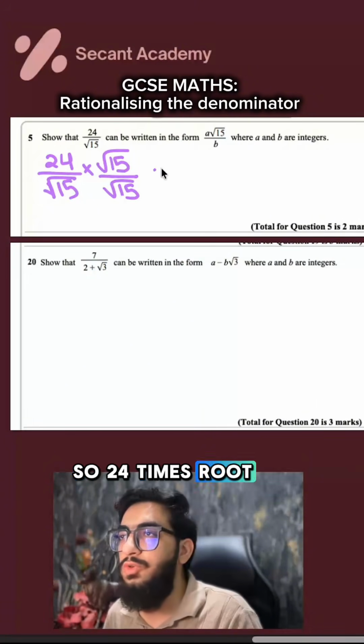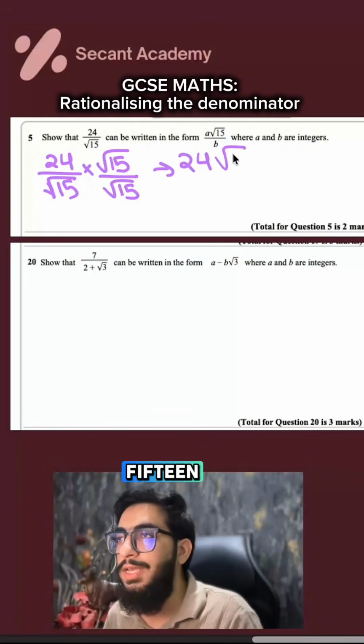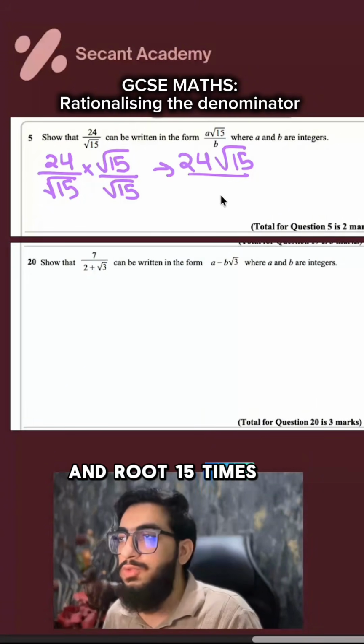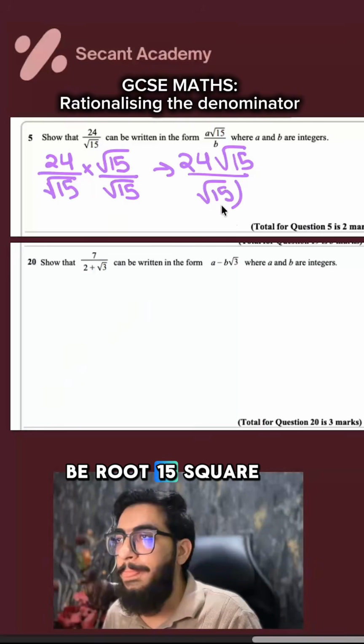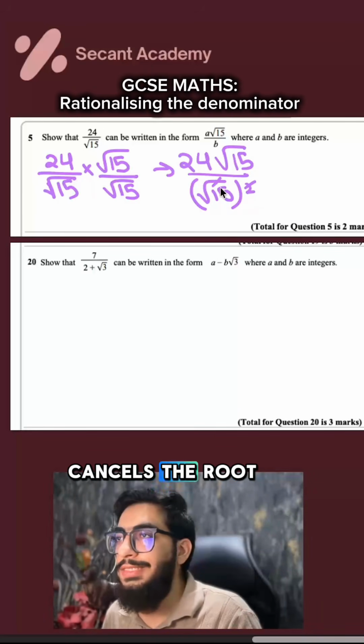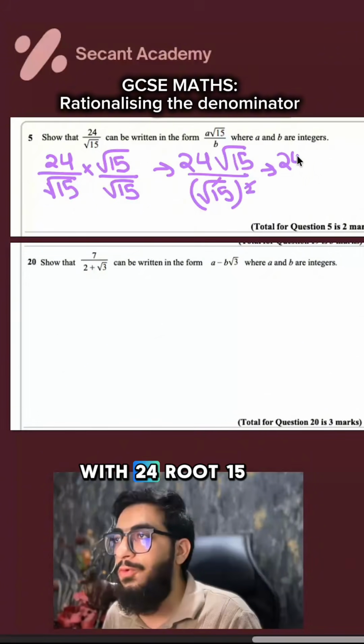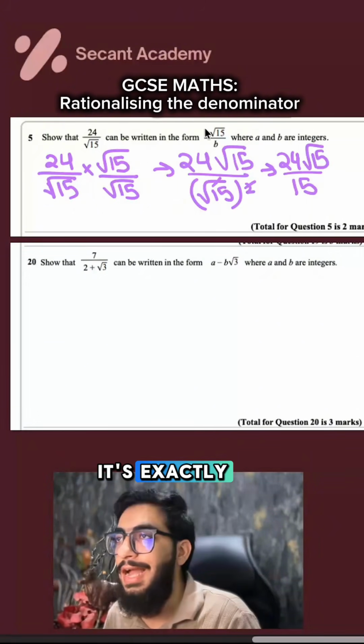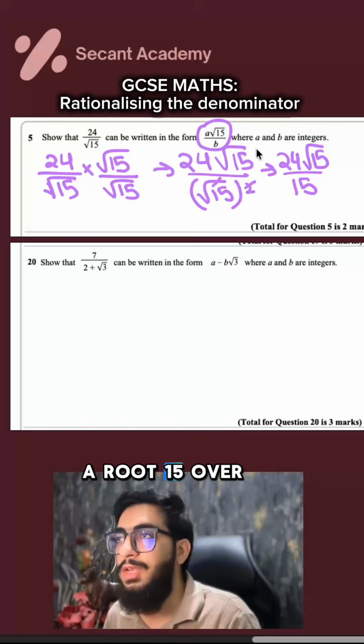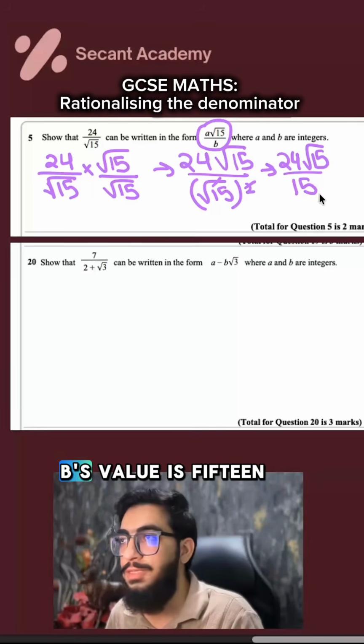So 24 times root 15 would just be 24 root 15, and root 15 times root 15 would just be root 15 squared. Now the square cancels the root and we're just left with 24 root 15 over 15, and if you see, it's exactly in the form of a root 15 over b. So a's value is 24 and b's value is 15.